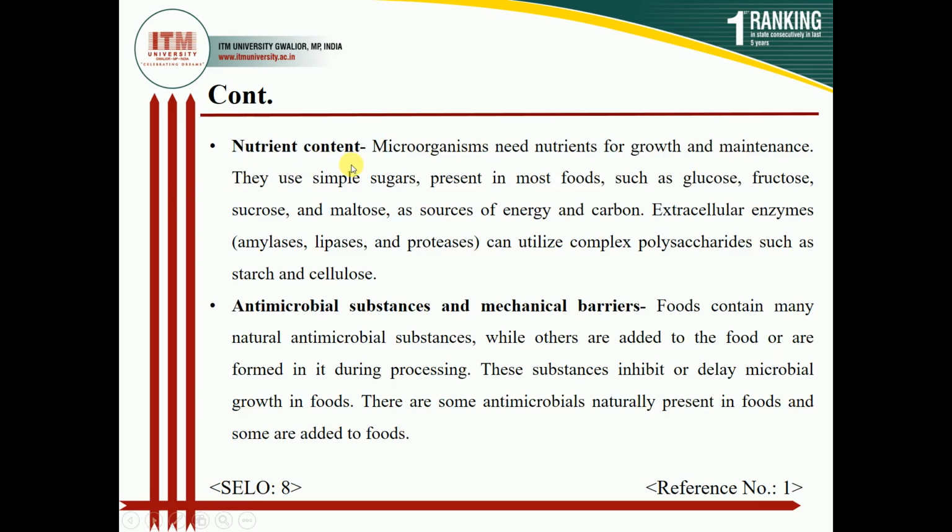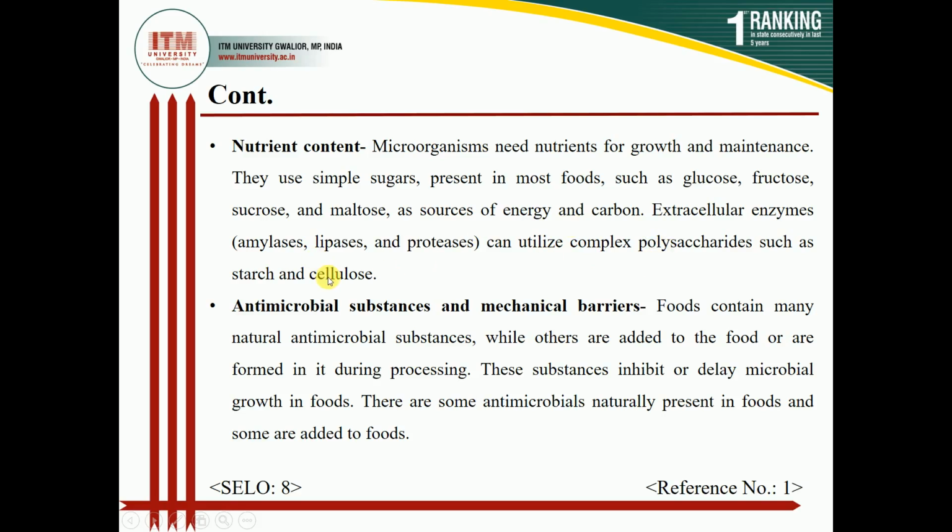These are the nutrient contents. Microorganisms need nutrients for their growth and maintenance, and generally they use simple sugars present in foods such as glucose, fructose, sucrose and maltose as a source of energy and carbon. And there are some extracellular enzymes such as amylase, lipase and proteases that can utilize complex polysaccharides such as starch and cellulose.